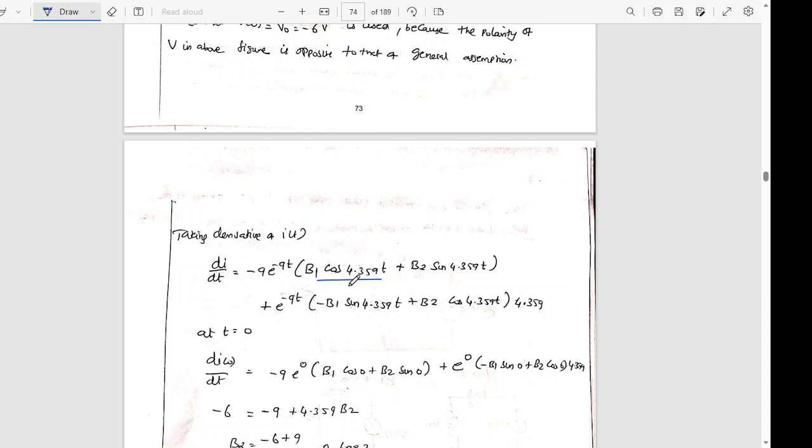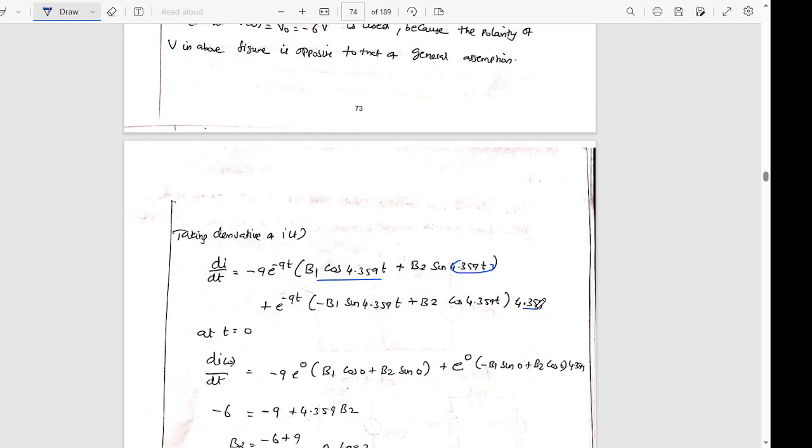b1 cos 4.359 t, cos t will be written as minus sin t, so minus b1 sin 4.359 t multiplied by 4.359, that is what we will get. And then b2 sin 4.359 t, sin t can be differentiated to cos t multiplied by 4.359. So I am going to take 4.359 as common, so I have written here 4.359.